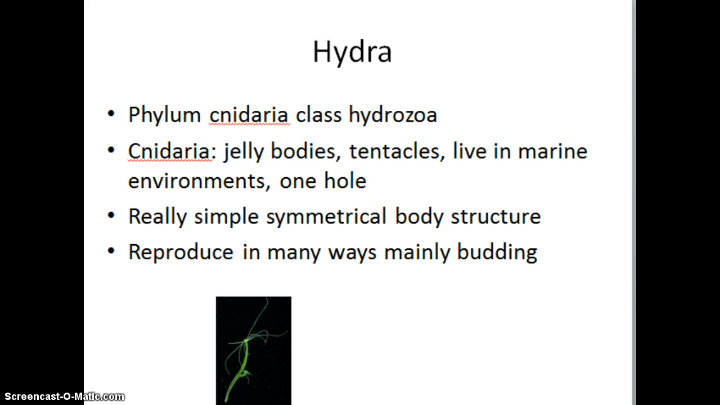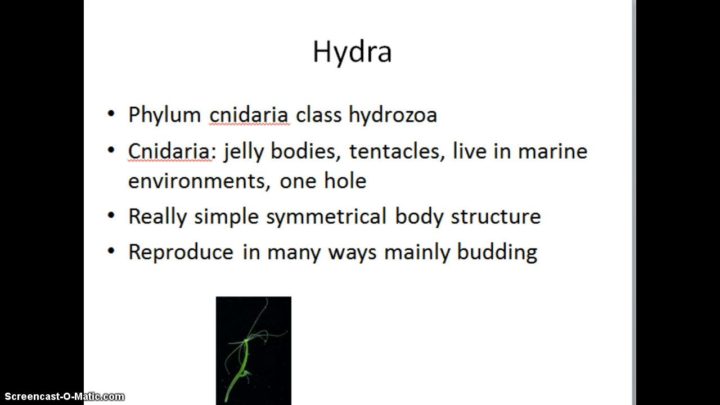So Cnidaria have jelly bodies. They have tentacles that they use to paralyze and catch prey. They live in marine environments, so you'll find them in oceans and coral reefs. They have a very simple body structure, especially the hydra. It has one hole for in and out. It has a symmetrical body structure, so if you look at the hydra, there's really not too many organs in the hydra. Very simple body structure, and if you split it down the middle, it looks the same on each side.